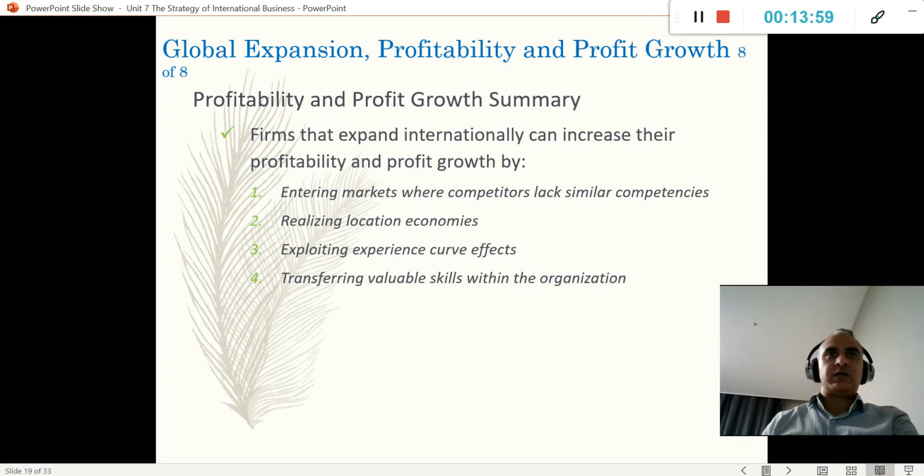There's not a product like that. Like I said, location economies, we realize the market is stable in all the aspects. Macro environmental aspects are good. We exploit the experience curve effects, which is we can go quickly, learn quickly, develop quickly, and grab the opportunity quickly. And also, we can transfer valuable skills within the organization.